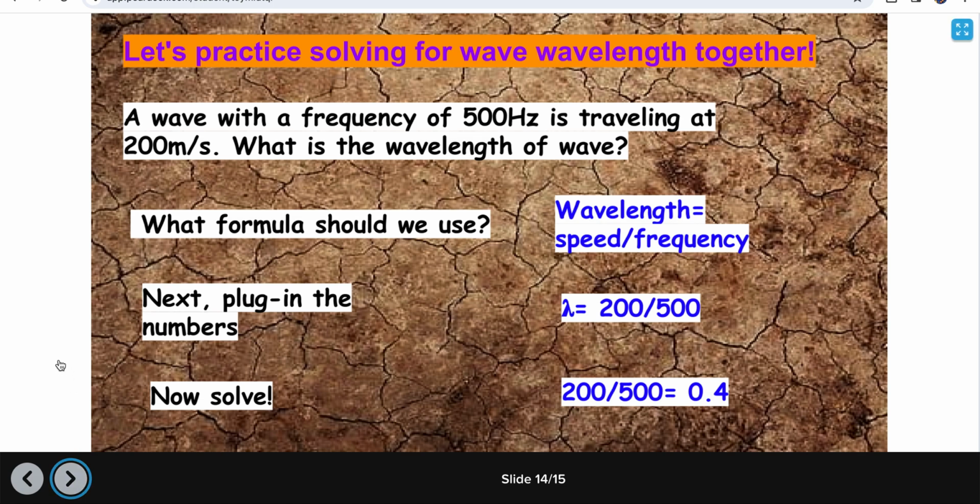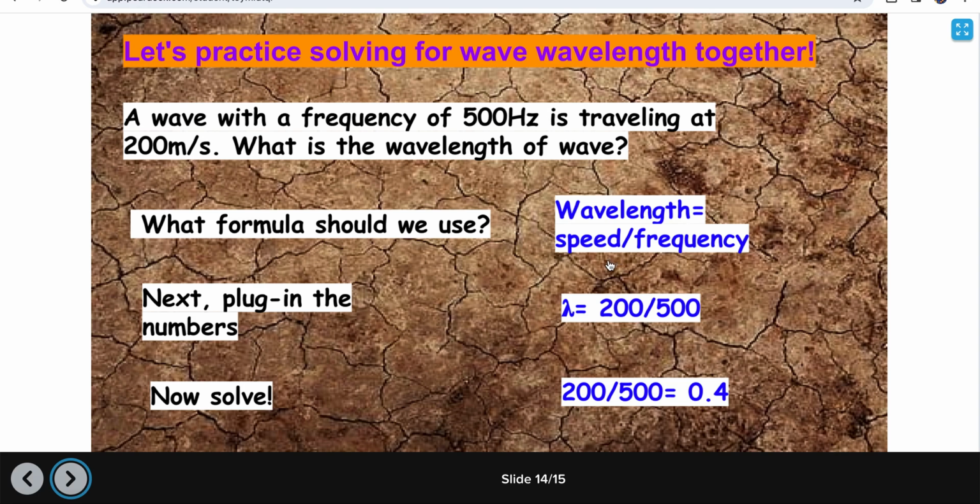Now for our last formula, which is wavelength. A wave with a frequency of 500 hertz is traveling at 200 meters per second. What is the wavelength of the wave? So we know our formula already, right? Wavelength equals speed divided by frequency. And we just take those numbers and plug them in.